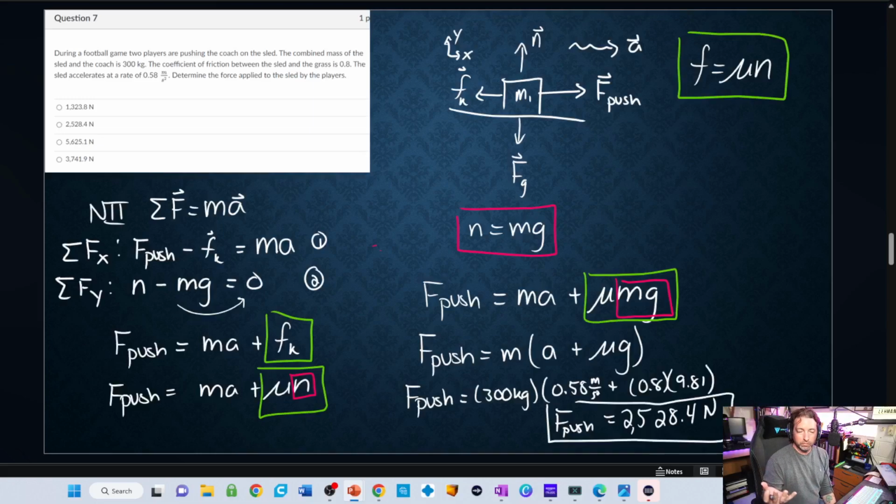Cool. So it's almost identical to the other one. The only difference is this one is accelerating. The other one was not. Cool. All right, so moving on.